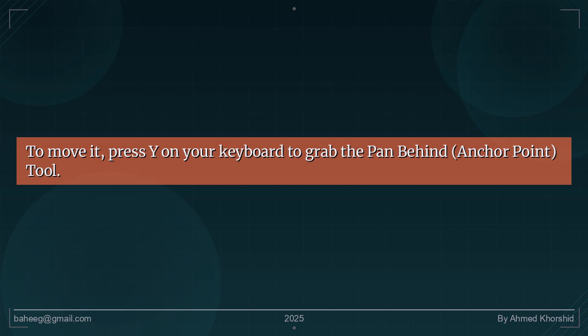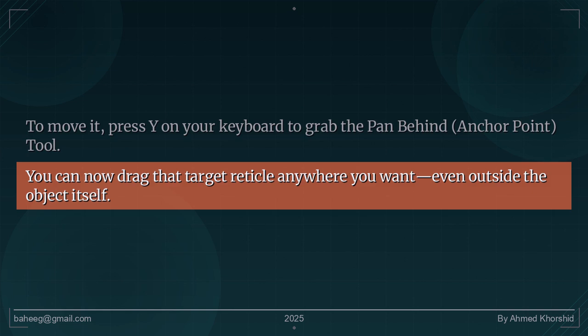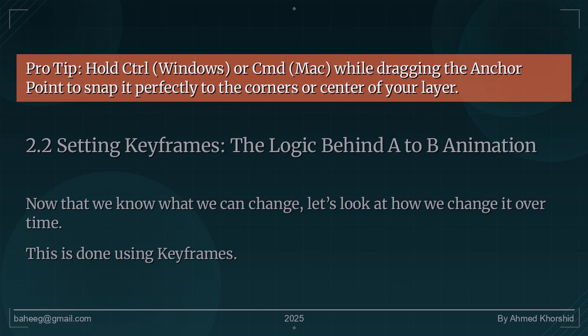To move it, press Y on your keyboard to grab the Pan Behind, or anchor point, tool. You can now drag that target reticle anywhere you want, even outside the object itself. Pro tip: hold Ctrl (Windows) or Cmd (Mac) while dragging the anchor point to snap it perfectly to the corners or center of your layer.